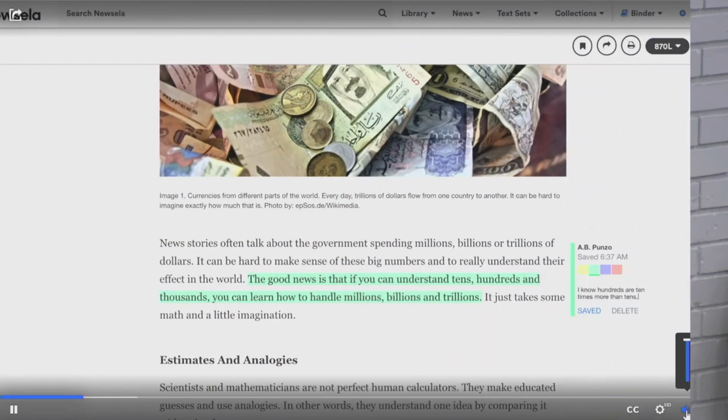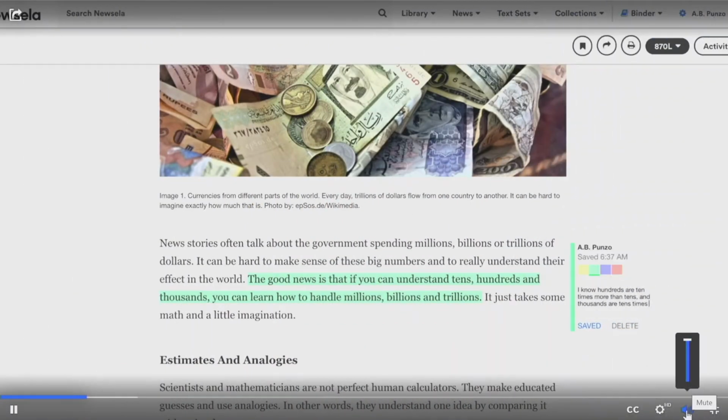Interacting with the text in this way is important for active, close reading, and it helps my teacher see which parts of the text stand out to me and which I might.